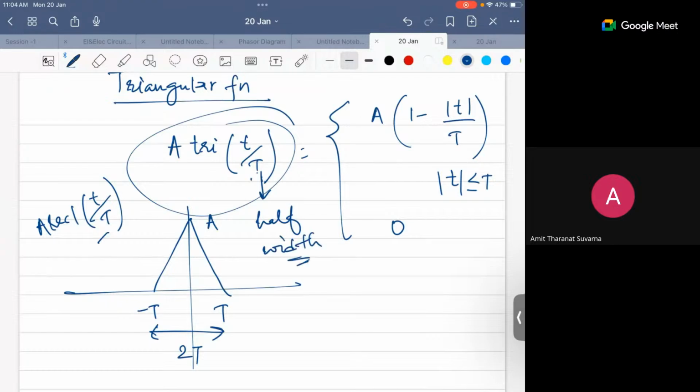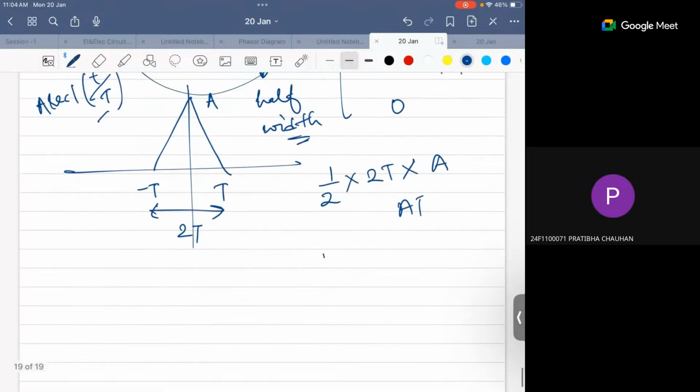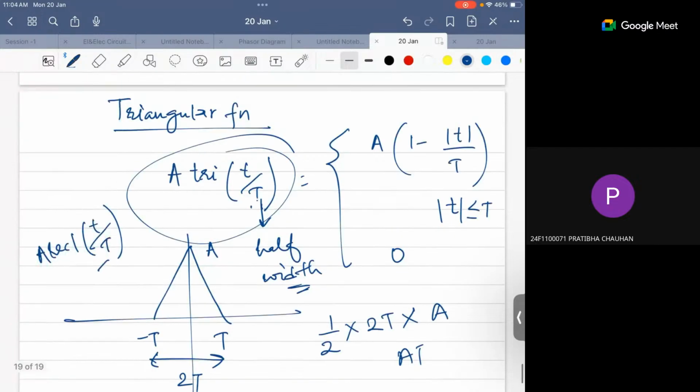Is it clear to everyone? Yes, sir. These standard functions you should be knowing, nothing else. If you see the area here, it will be 1 upon 2 times 2 tau into A, so the area is A tau. Whenever you have a triangular function with area 1, you call it a unit triangular function.